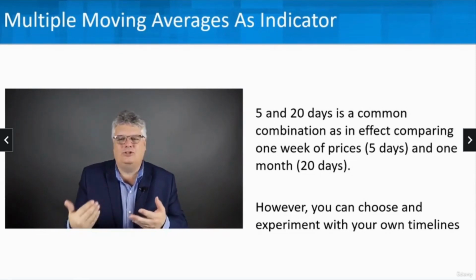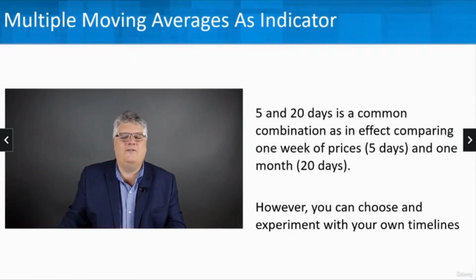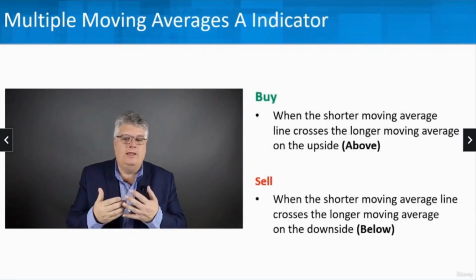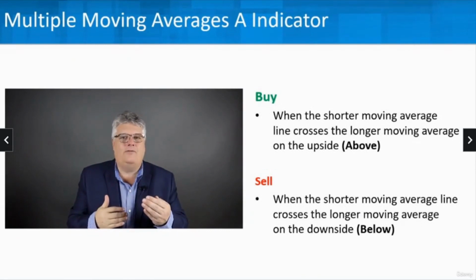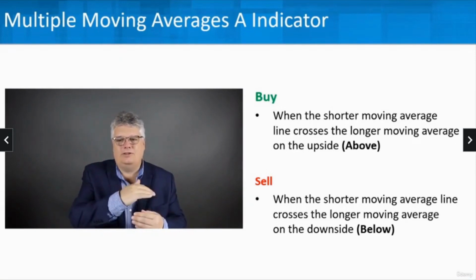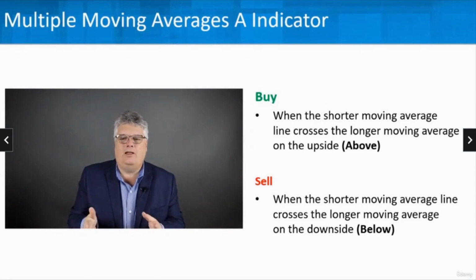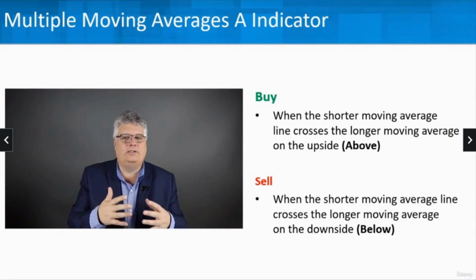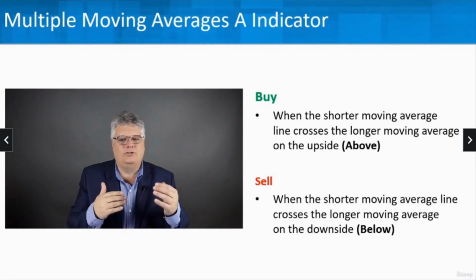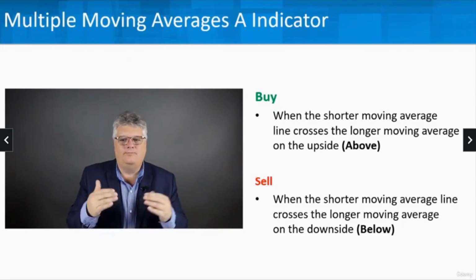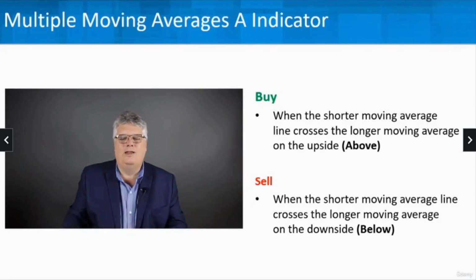A lot of people use 50-day versus 200-day moving averages. There's lots of different ways you can do it, but a common one to get you started is a 5-day and 20-day moving average. So what you do is you buy when the shorter time frame moving average line crosses the longer moving average line on the upside. You've got this longer moving average line, and the shorter one has crossed above that line. By the same token, you sell when the shorter moving average line crosses the longer moving average on the downside, so it's going down below it. And the buy, of course, is when the shorter one is going above the longer one.